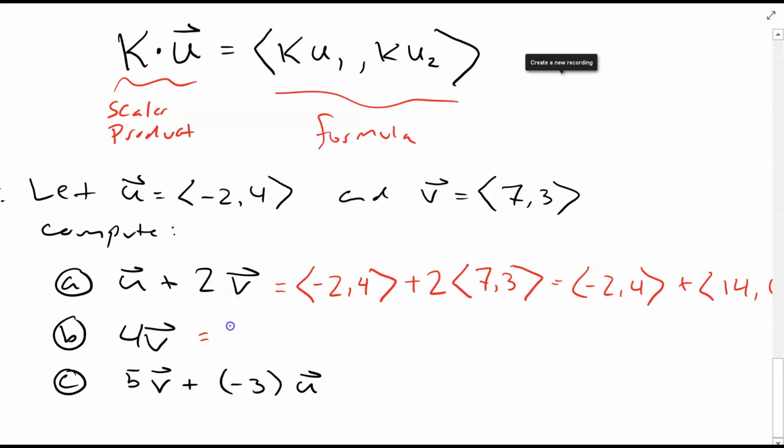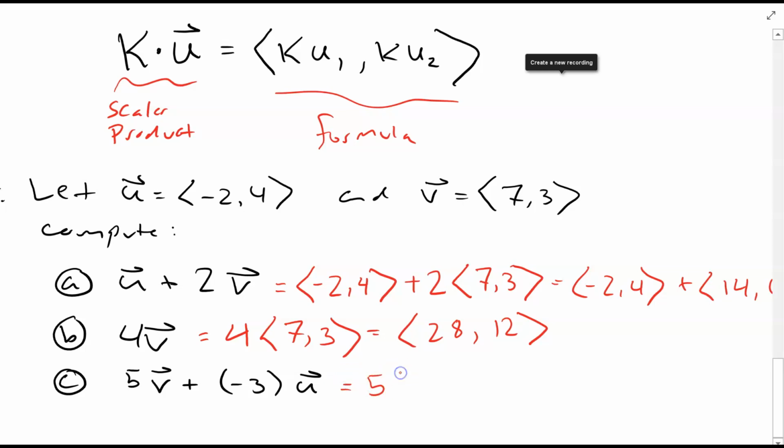So we'll do the same thing here. So 4 times the vector 7, 3. And here all we're doing is scalar multiplication. So I'll just do 4 times 7 and then 4 times 3. Everybody feel good on that one? Okay. And we have one more.